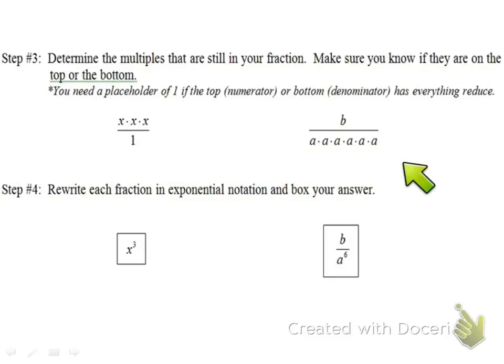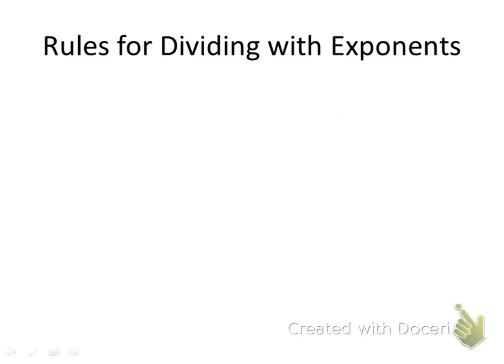Everybody still following? Alright, so for the x example, x times x times x over 1 can be written as just x to the third. Over here we have a b on top, and we have 6 a's on the bottom, so that's a to the 6th. And there are answers. Any questions? This is so simple. So, has anyone figured out what the rule is?